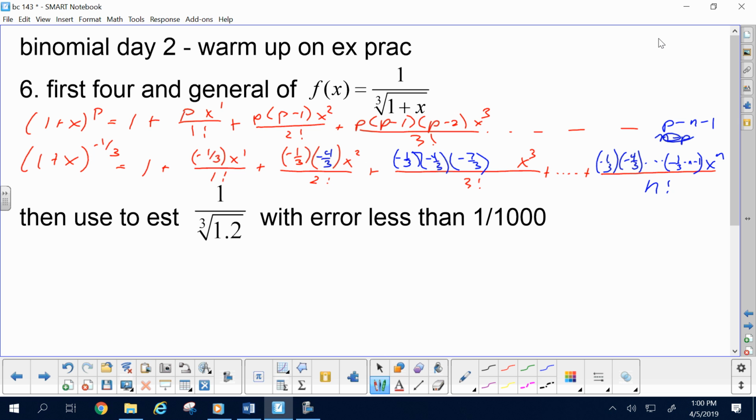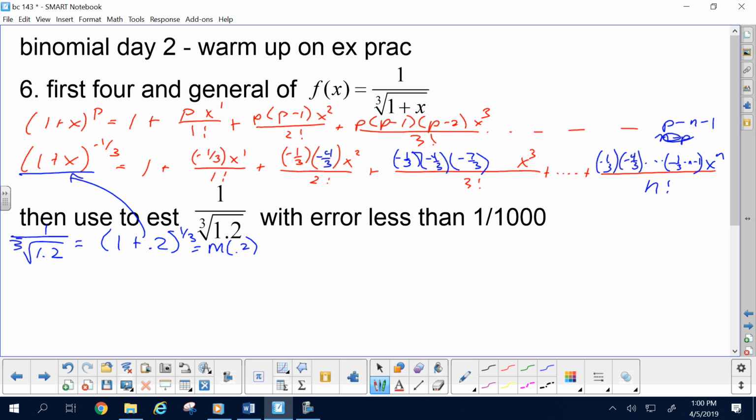In this case, we're trying to estimate 1 over the cube root of 1.2, which, translating it to a more useful form, doesn't that mean we're trying to figure out what 1 plus 0.2 to the negative 1/3 is? And that means we're basically trying to use this binomial with an x of 0.2 or 1/5, whichever you prefer. I'm going to try 0.2 this time and see if that's better. If you use fractions, that's fine too.